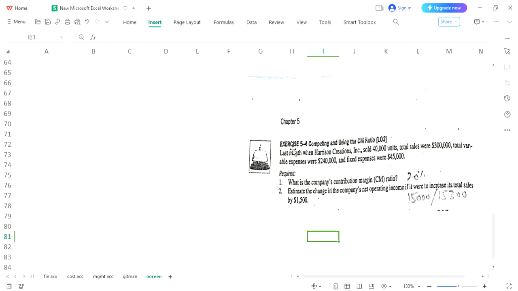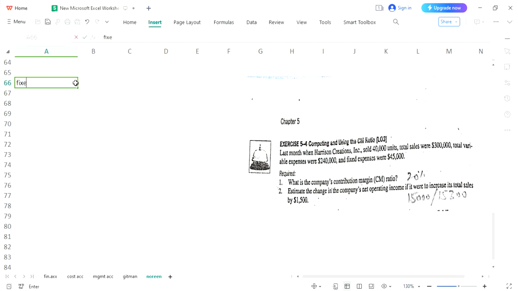Today's target is to solve exercise number 5.4. This is the fifth chapter, cost, profit, volume analysis. The writer is Noreen and McGraw-Hill is the publisher. And as usual, it should be our habit: we are going to discuss a few factors, a few elements which we have already discussed.